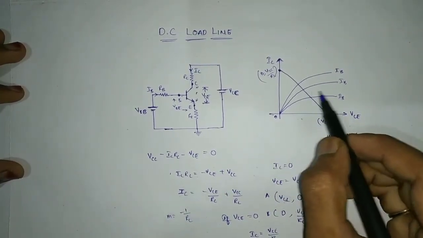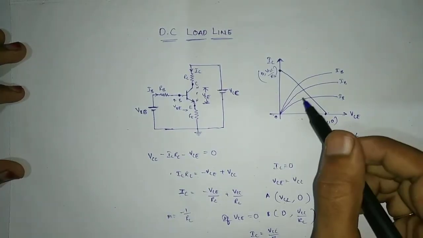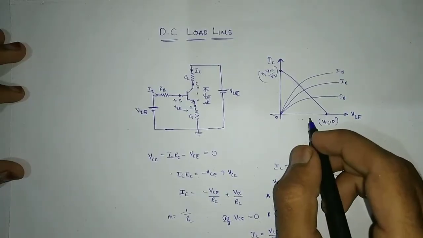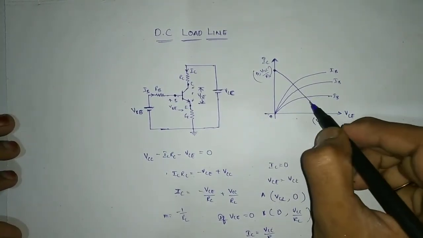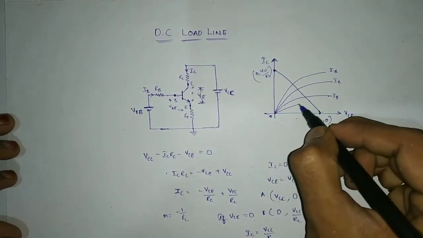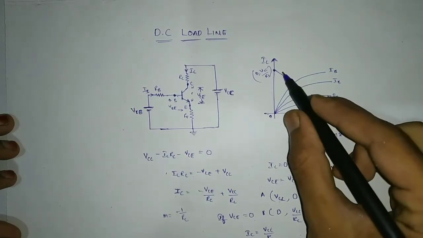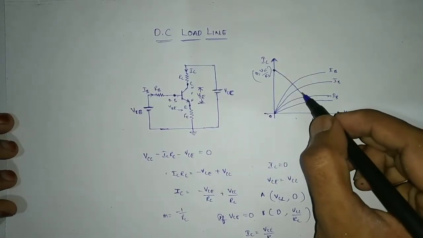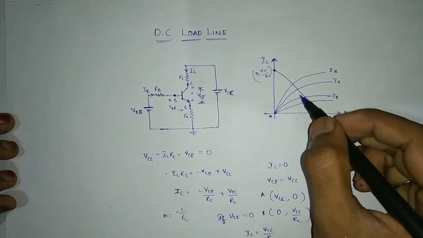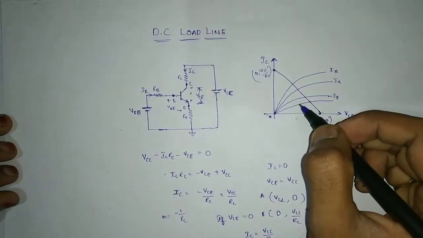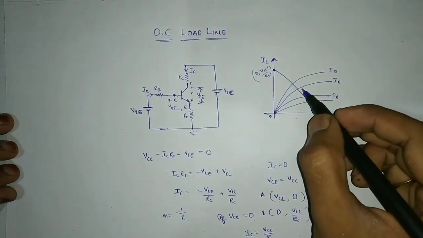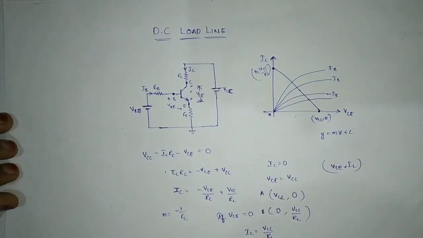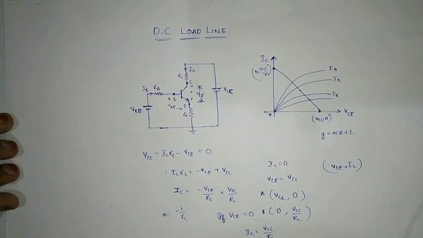With the help of this load line and these output characteristic curves, we can find the Q point. Q point is nothing but the operating point. We can find different Q points with a number of output characteristic curves and a single load line. For good amplification, we have to select a point perfectly. That we will learn in the selection of the Q point. This is all about the DC load line.